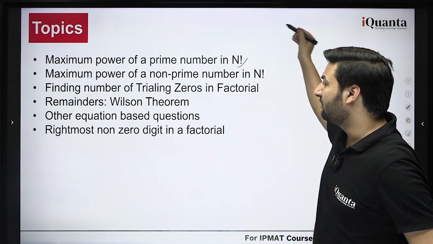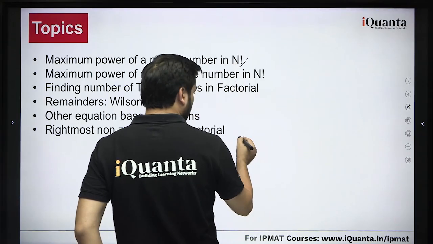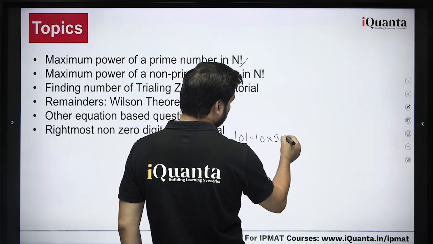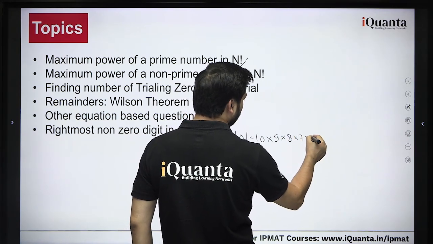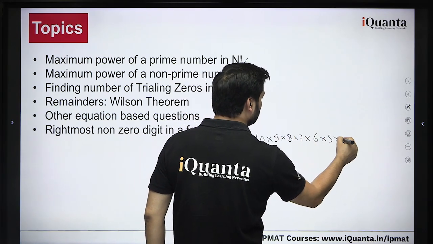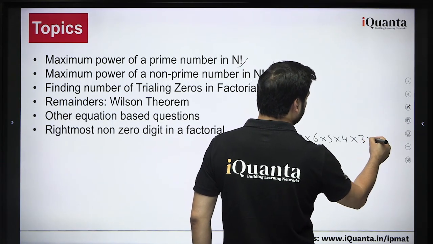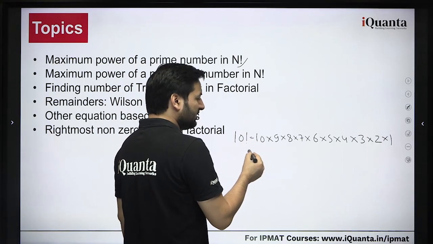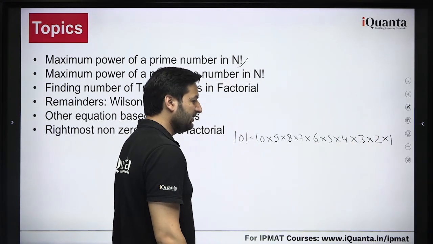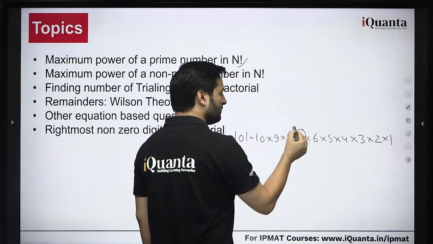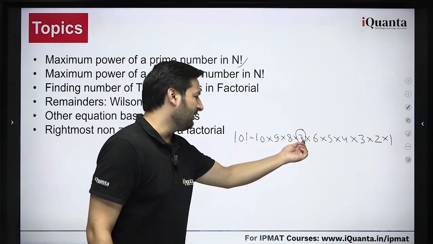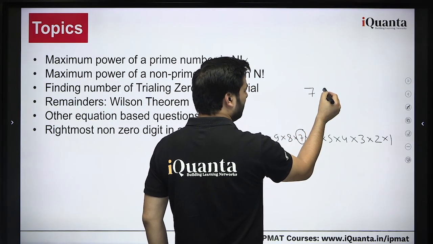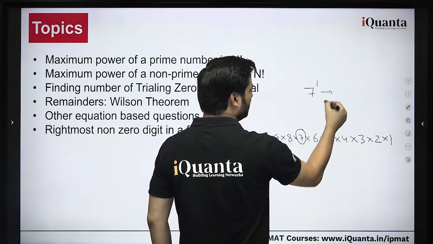So power of a prime number. Suppose I give you 10 factorial, you will be writing 10, 9, 8, 7, 6, 5, 4, 3, 2, 1. This will be 10 factorial. And if they ask you what is the power of 7 in this, basically how many 7s are being multiplied in 10 factorial, there is only one 7. So power of the prime 7 in 10 factorial will be 1, okay. There is only one 7 available over here.